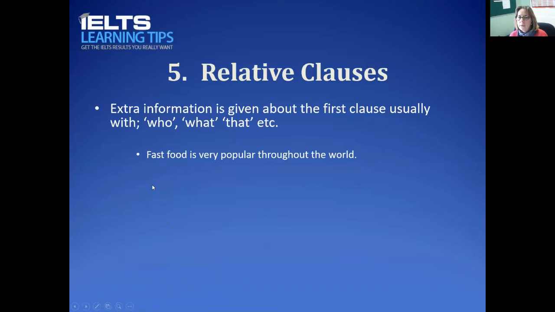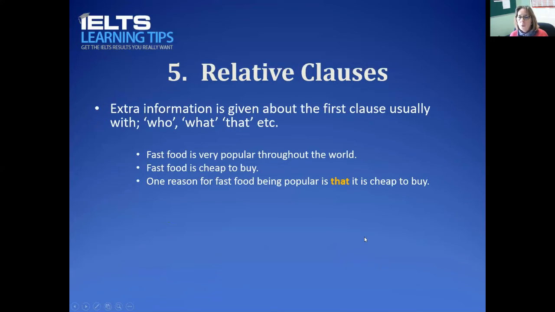So here's an example. Fast food is very popular throughout the world. Fast food is cheap to buy. So notice again, we've got this repetition of fast food. And this is something that we want to avoid if you're looking at band 7, 8 in IELTS Task 2 writing and Task 1 too. So we want to avoid this repetition. So here we can use that. One reason for fast food being popular is that it's cheap to buy.